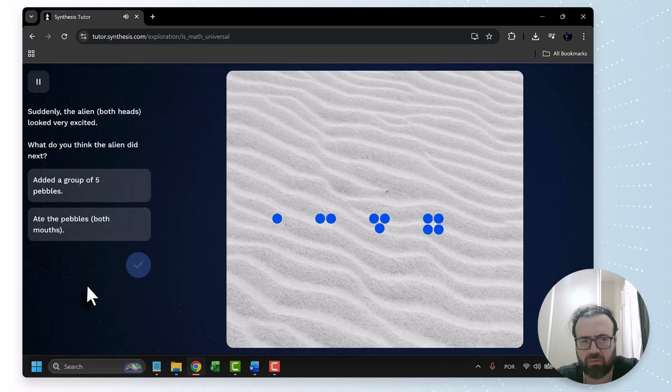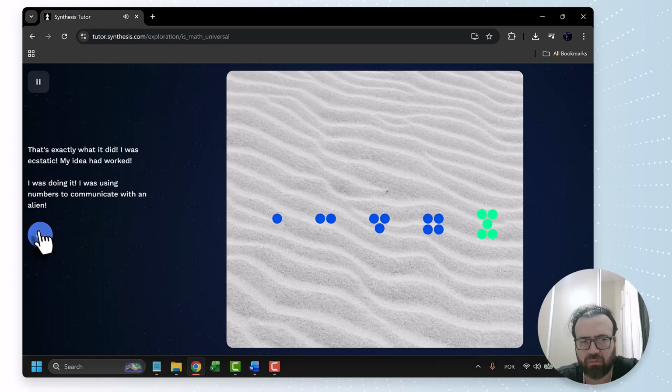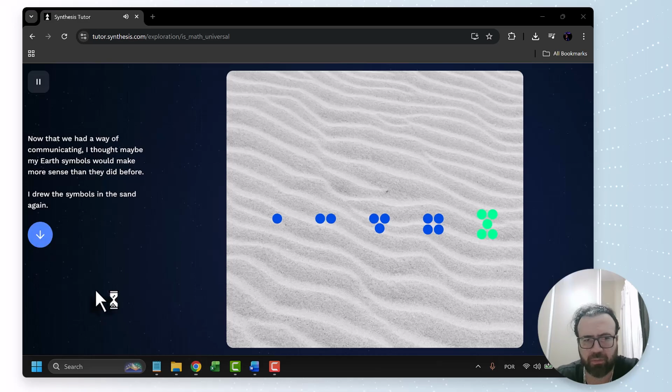Suddenly, the alien, both heads, looked very excited. What do you think the alien did next? Now that we had a way of communicating, I thought maybe my Earth symbols would make more sense than they did before. I drew the symbols in the sand again.